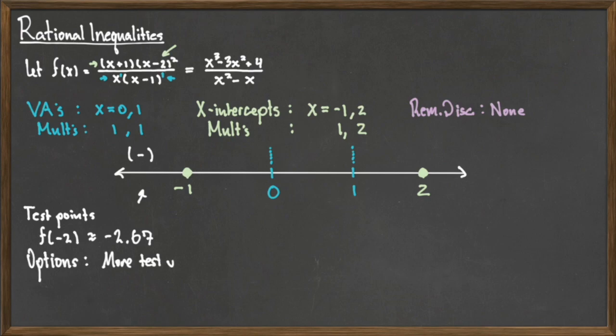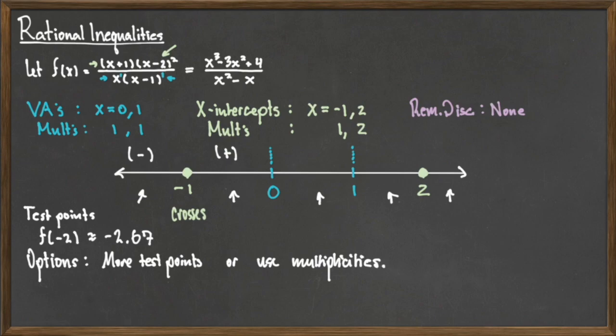Now, one option that I have is to just put test points everywhere else. I can pick a value between -1 and 0, something between 0 and 1, something between 1 and 2, and so on. And even though that is technically a little bit easier in the sense that I don't have to think about multiplicities, it's more computationally tedious. So what I think is the better option is just to use what we know about multiplicities. We already have the information about where our graph crosses, bounces off the x-axis, or changes sign. So that's really the thing I want to focus on here.